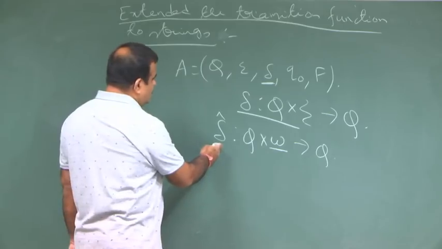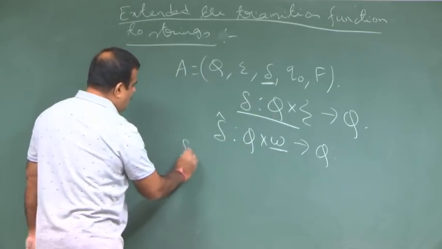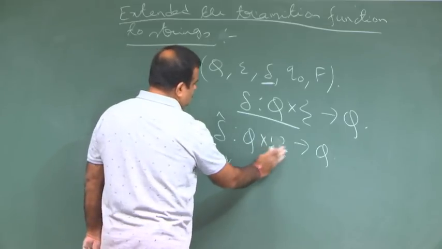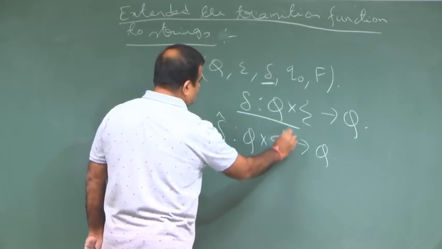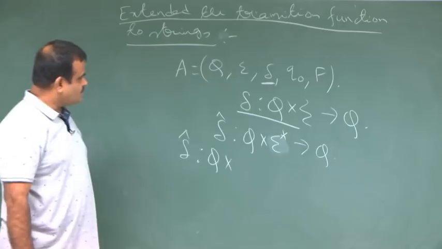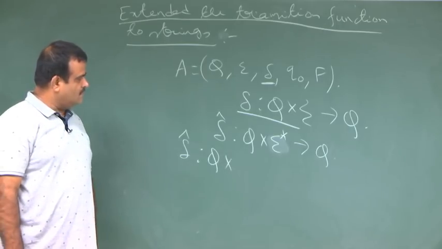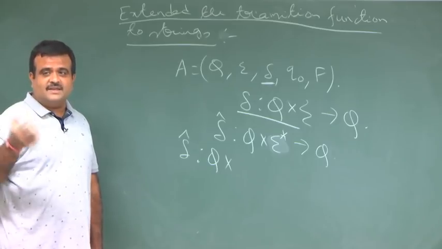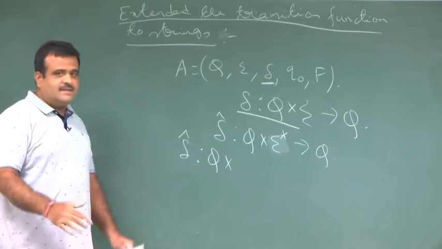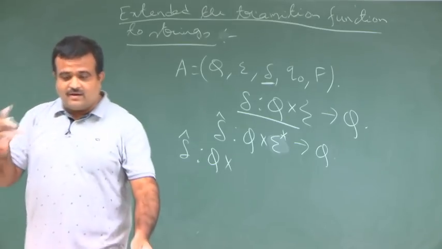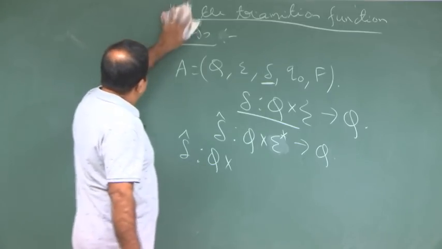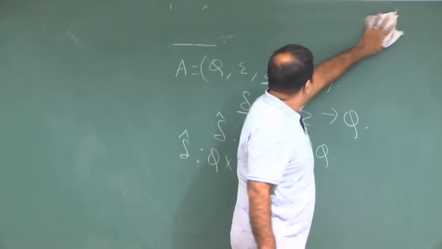So, if we want to write this in this form, delta hat is a function from Q cross sigma star. So, this is one input, and this is sigma star. Okay. Because it takes a string as another input, then it reaches another state after the end of the string. So, let us define this. How do we define this delta hat?